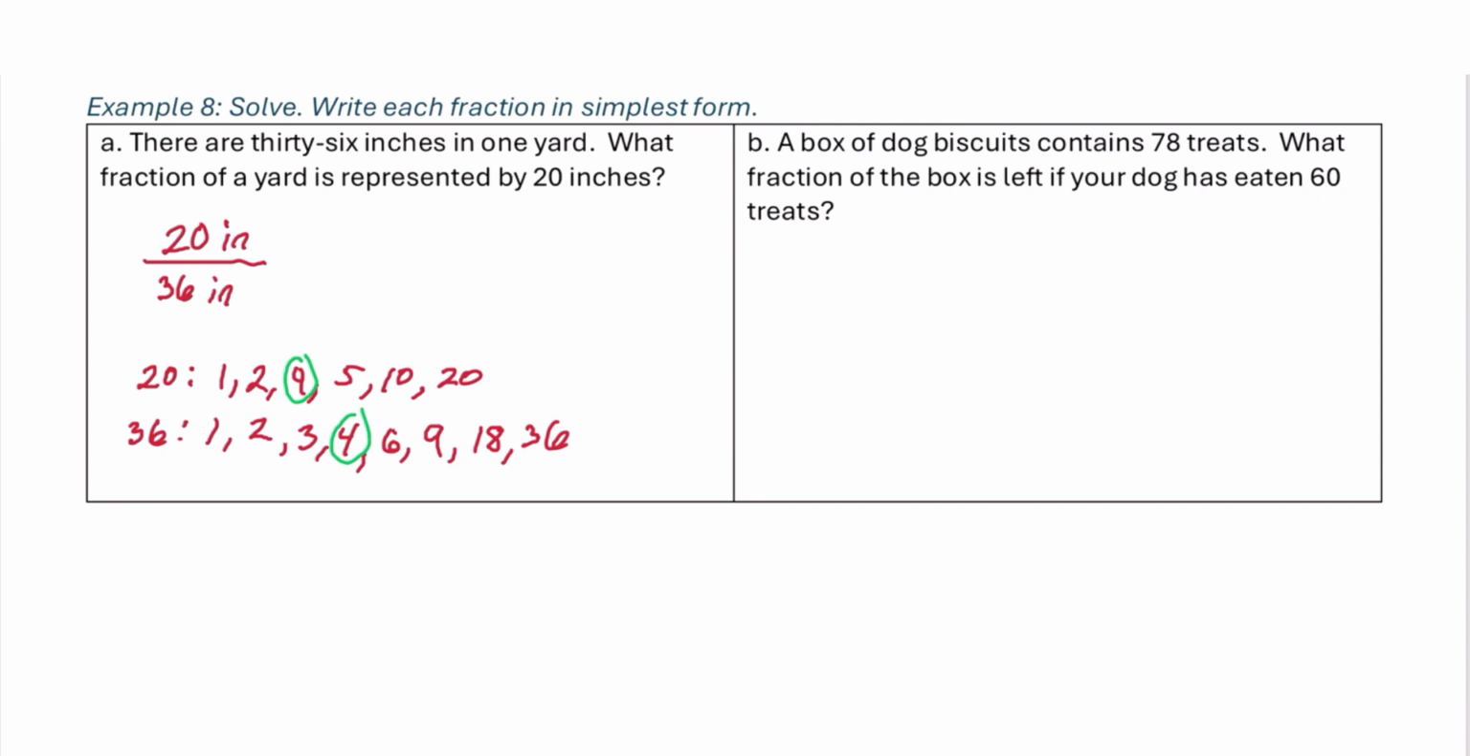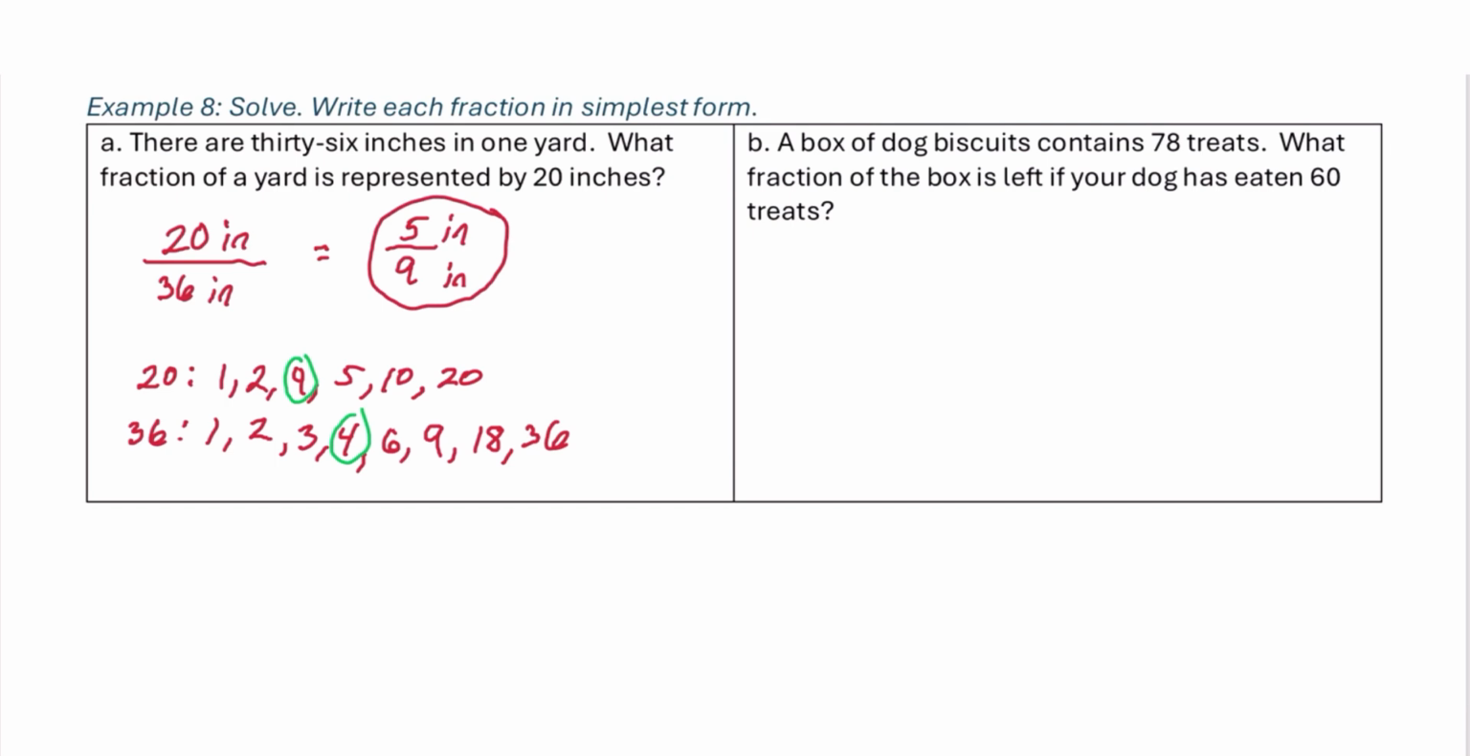So to simplify this, we reduce by dividing the numerator and denominator by the GCF of 4. 20 divided by 4 is 5. 36 divided by 4 is 9. So our reduced fraction is 5 inches divided by 9 inches. We'll leave the units on this application.